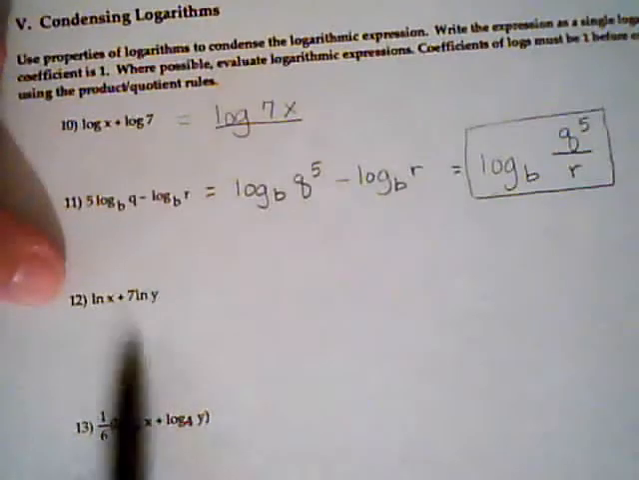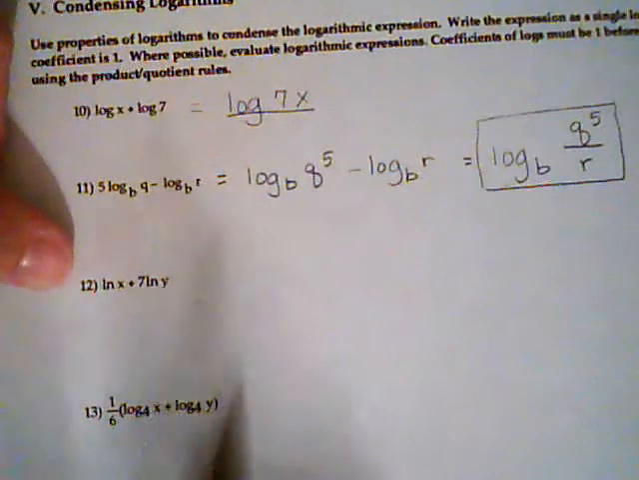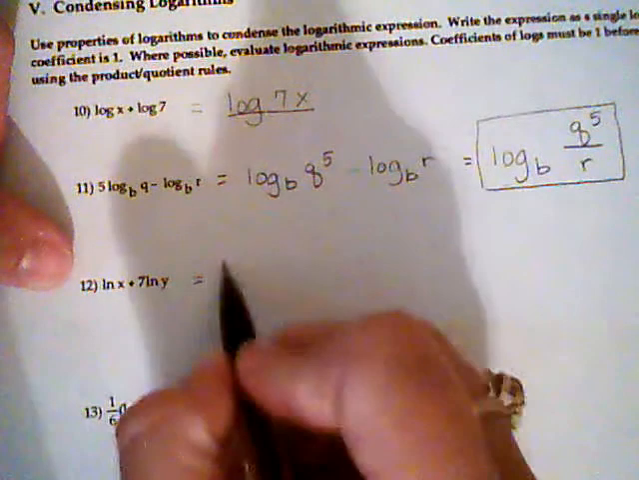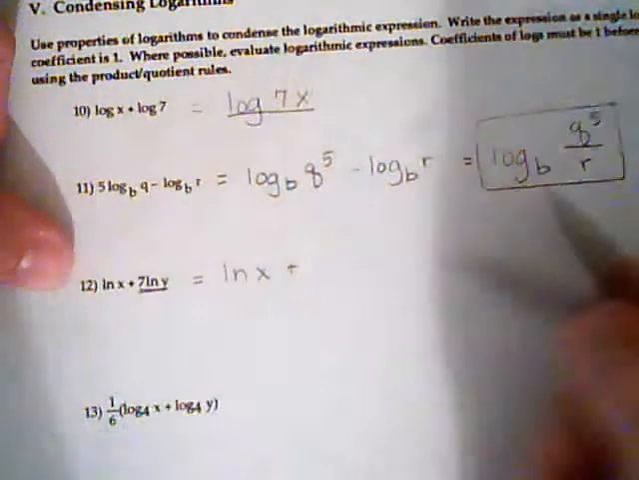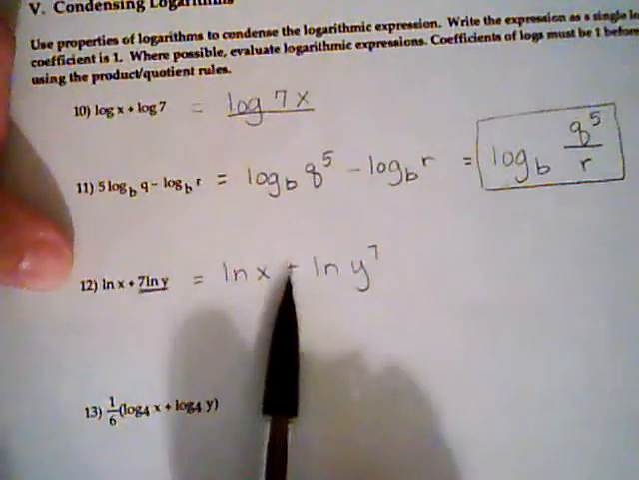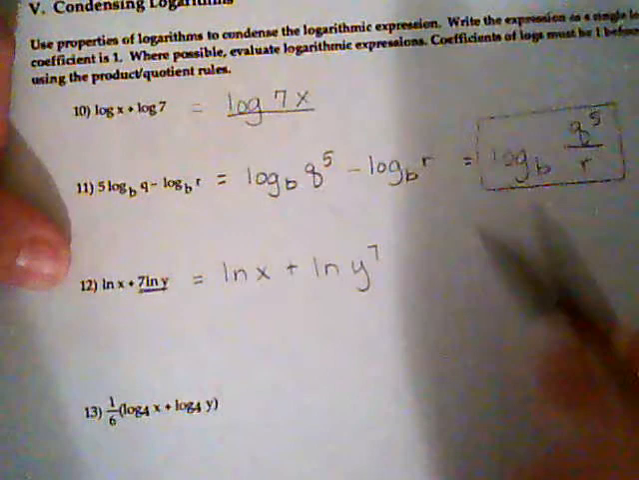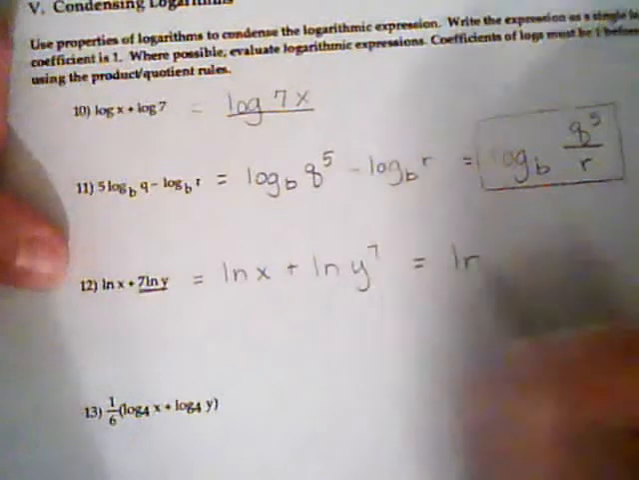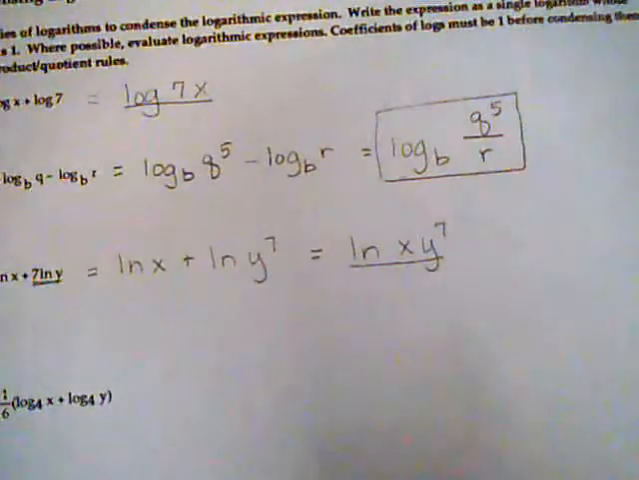Okay, number 12, we have natural log of x plus 7 times the natural log of y. So first thing I'm going to do is use my power rule to rewrite the 7 times natural log of y as natural log of y to the 7th power. So again, if it is addition, this is going to point you to your product rule. So this would equal the natural log of x times y to the 7th. To condense to one logarithmic expression.